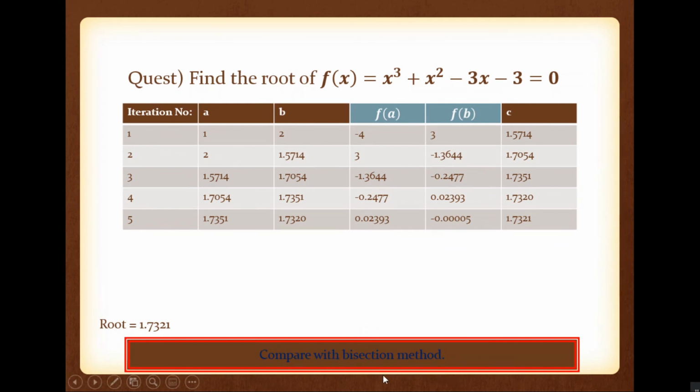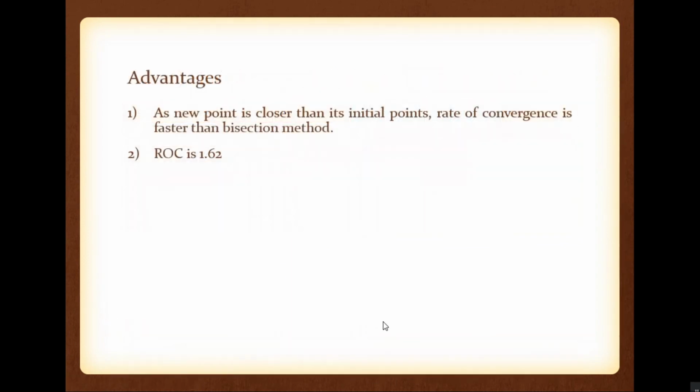So if you are comparing with the bisection method, the main advantage is, first, the new point is very close to the root than in the bisection method. If you are applying this secant method to a complex problem, it will give a very close value. Second, the rate of convergence is faster than the bisection method.